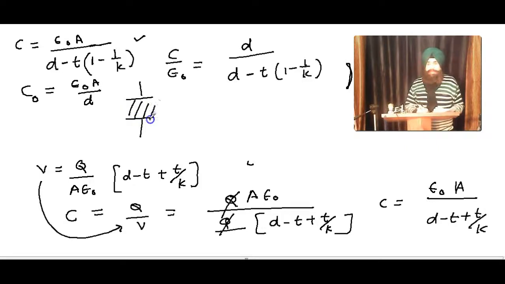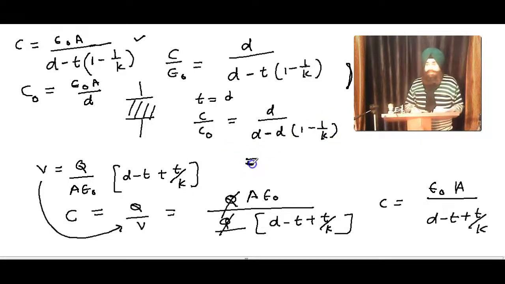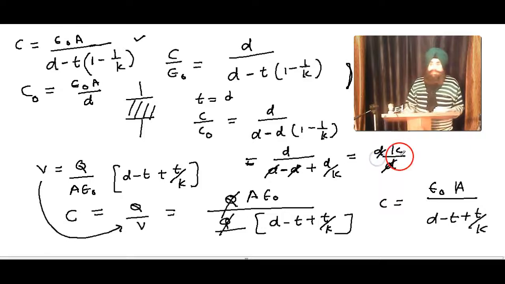If the whole space of the capacitor is filled with the dielectric, then t becomes equal to d. Then C upon C naught becomes d upon d minus d into 1 minus 1 upon K, which equals d upon d minus d plus d upon K. So this goes, and that becomes d into K upon d. d cancels, so the answer is C upon C naught equals K.